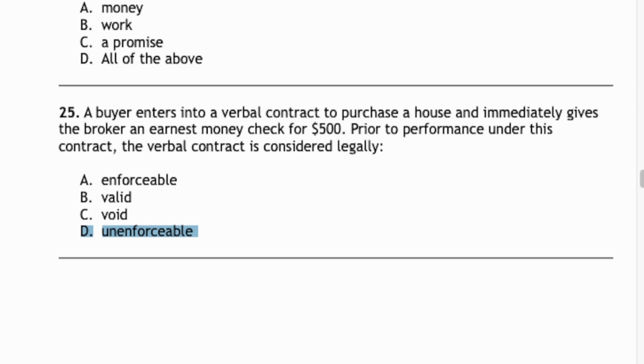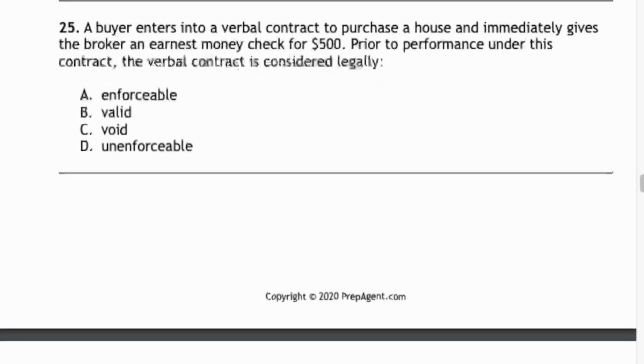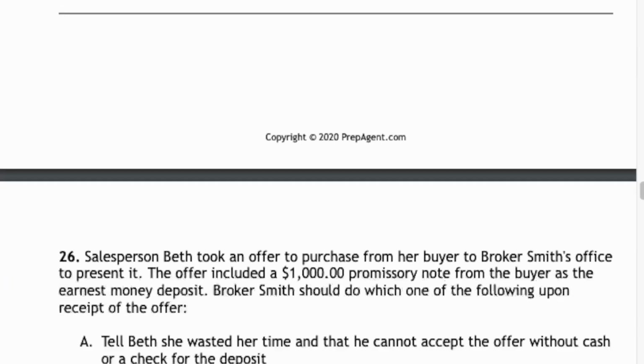It's still valid. You can have an oral contract all you want. But if we bring it to court, it's not going to do much help because the court doesn't deal with he said, she said. The court deals with written contracts.